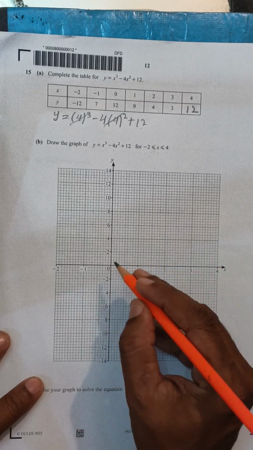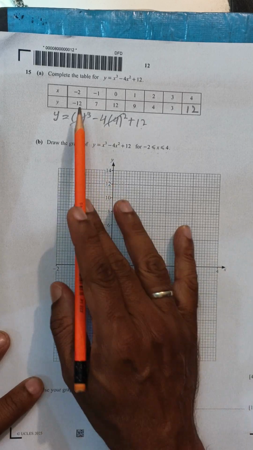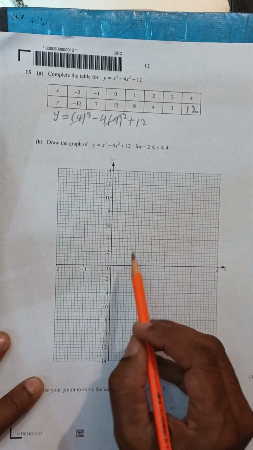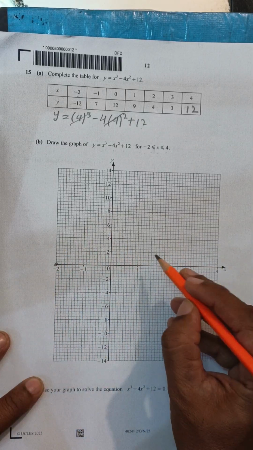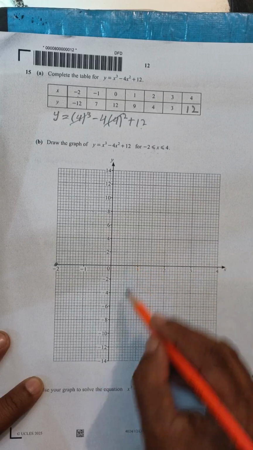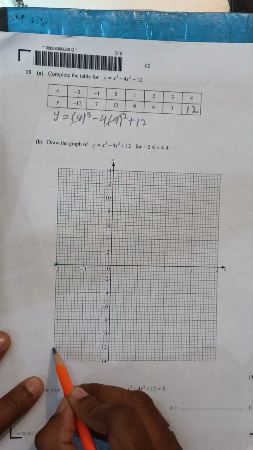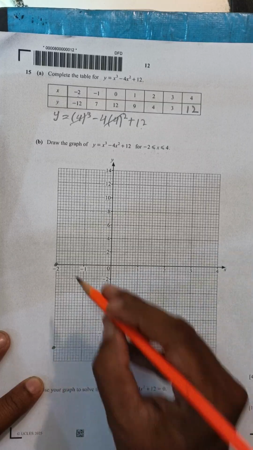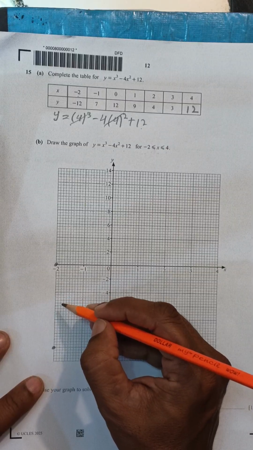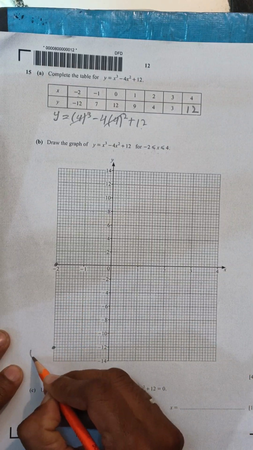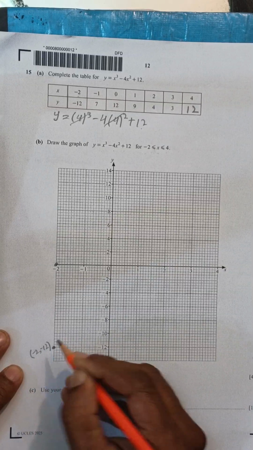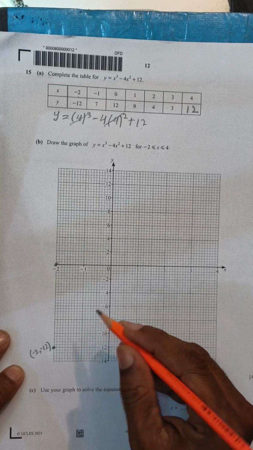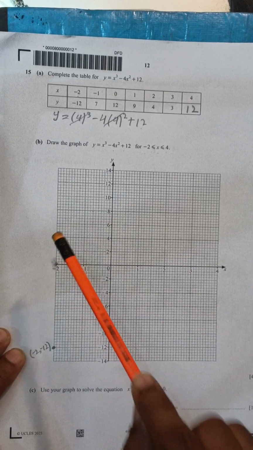Let's take when x equals minus 2. Here x equals minus 2, and the value of y is minus 12, so this is minus 12. So the point is minus 2 and minus 12. Okay, minus 2 and minus 12. So the first point is here.